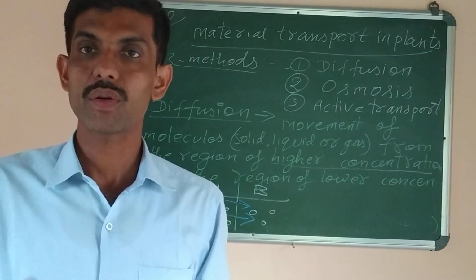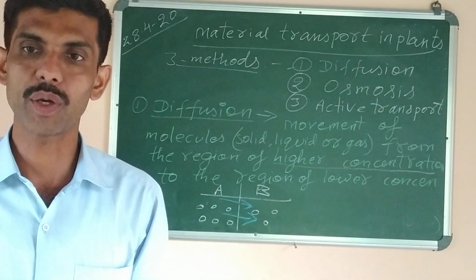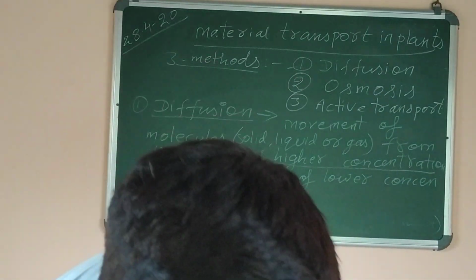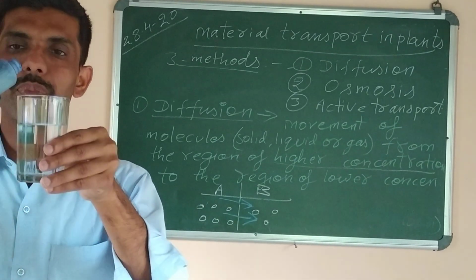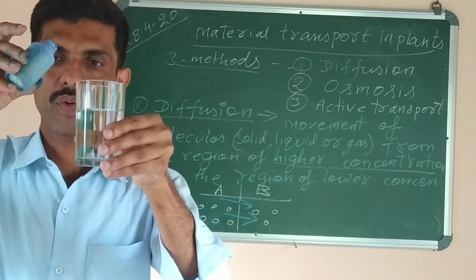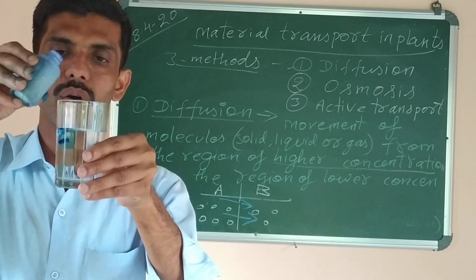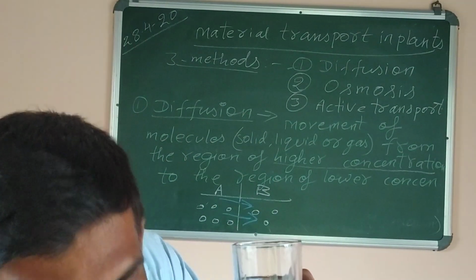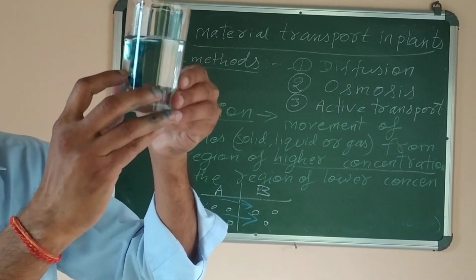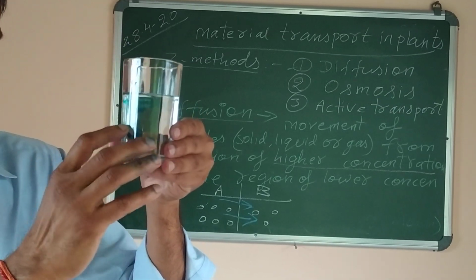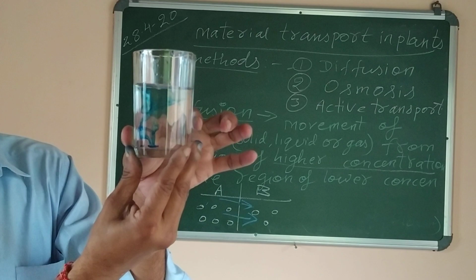What I will do now to demonstrate the process of diffusion is, I will take a drop of ink. One drop of ink I will put here. Okay. Now see, one drop of ink is here. Now the concentration of ink molecules is more where I have dropped. There is high concentration, and where it is not yet colored, there is lower concentration.